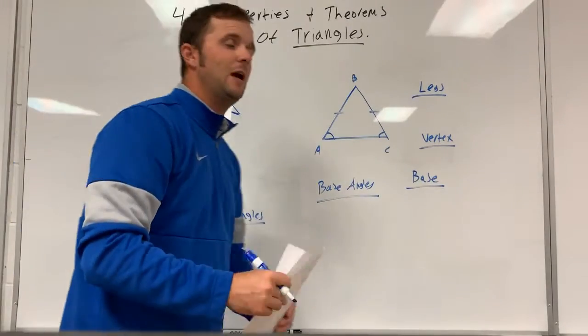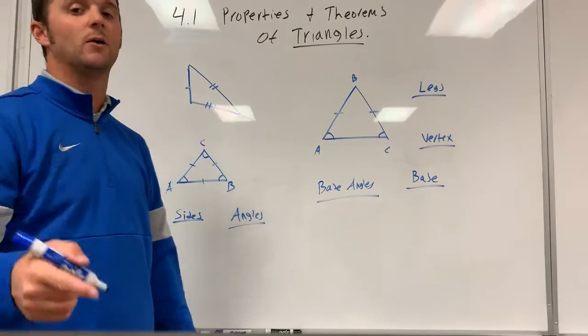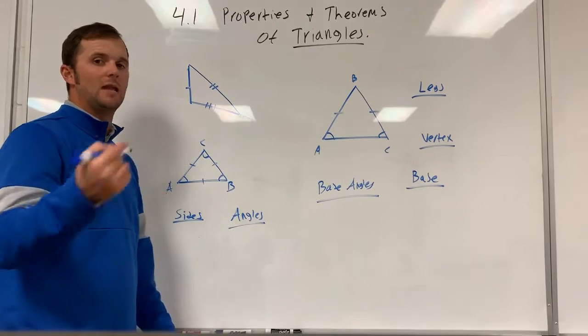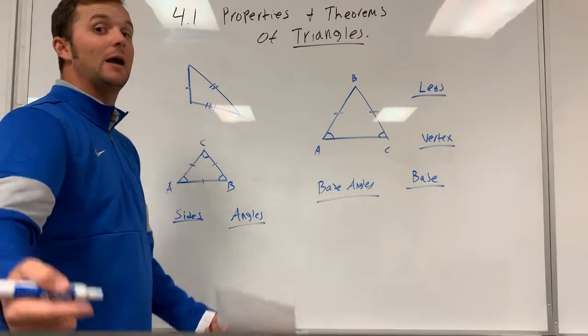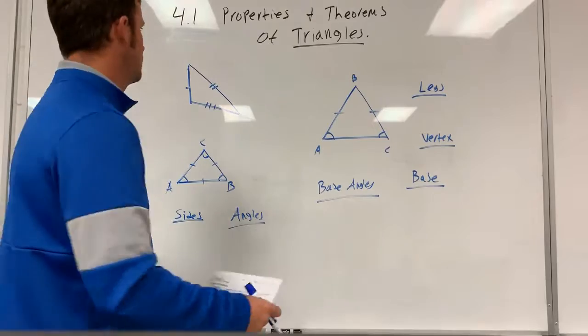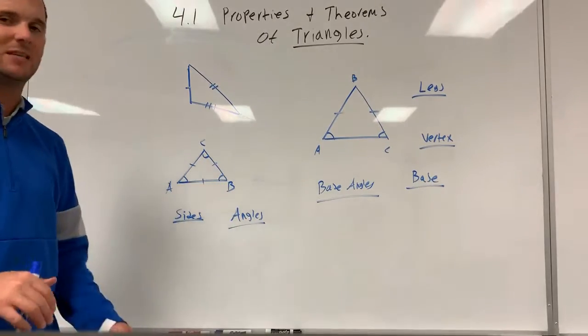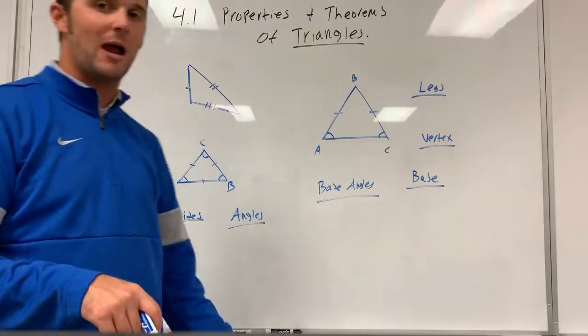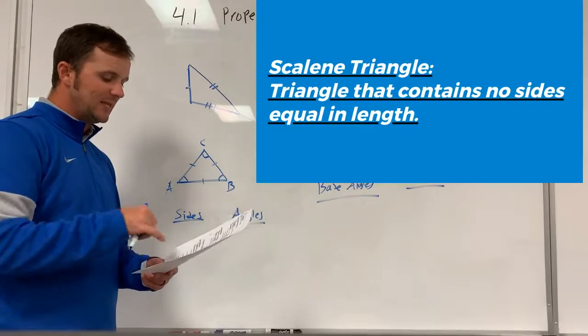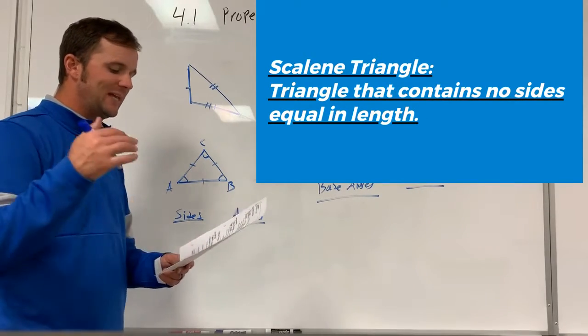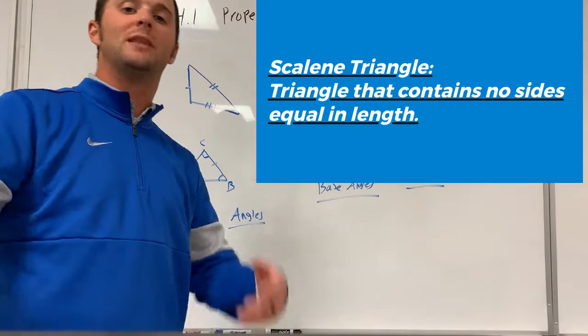All right, guys, so we just now looked at classifying triangles by looking at their angles. So now what we're going to look at is classifying triangles looking at their sides. So right now, the first definition that you have is something called a scalene triangle. And by definition, a scalene triangle is a triangle that contains no sides equal in length.